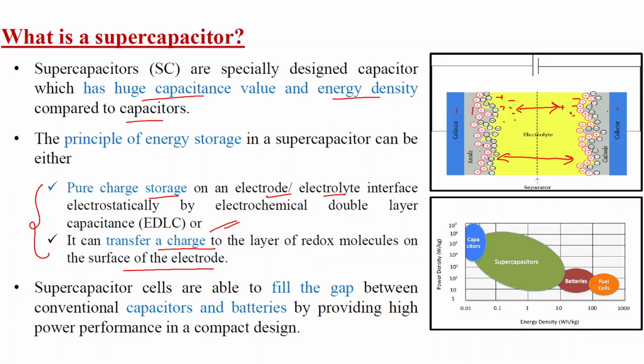So in this particular lecture, we are discussing two parts. One is called energy harvesting. Supercapacitor cells are able to fill the gap between the conventional capacitors and batteries. In the energy harvesting systems, we first discussed solar energy harvesting.